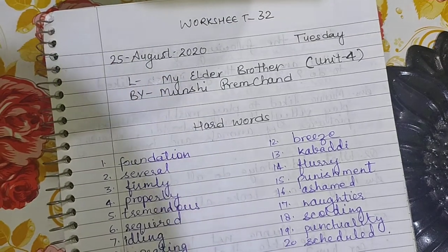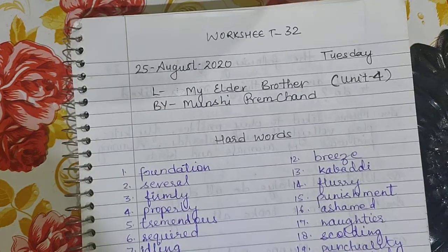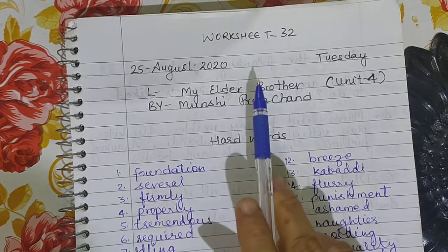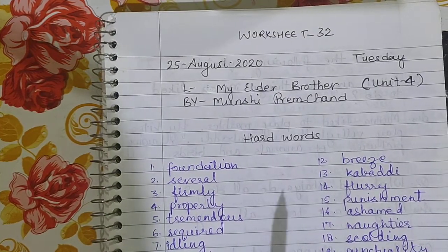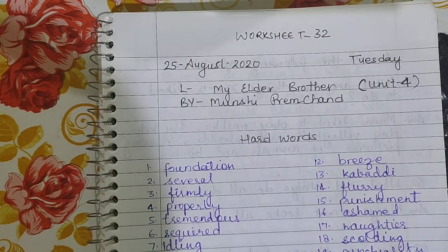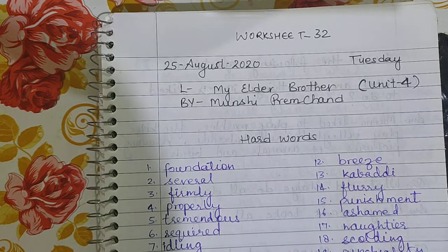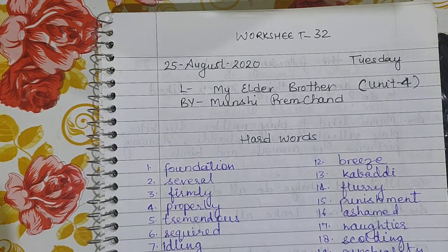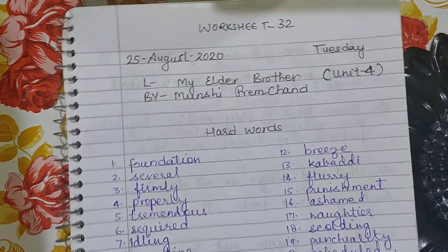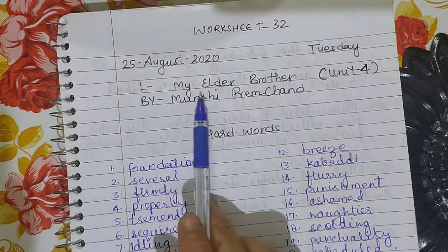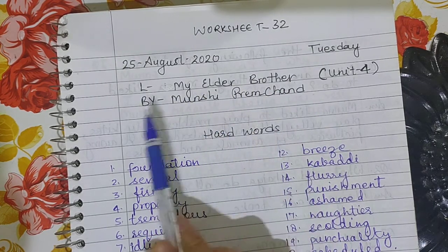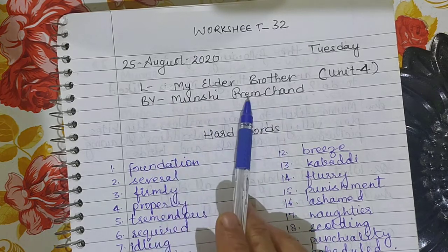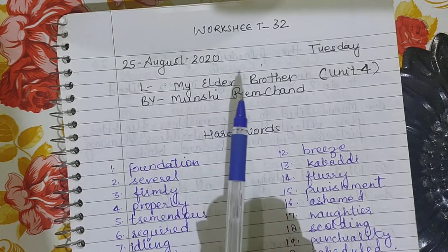Now first of all, you will write date, day, and the worksheet number as I have written over here. Then you will start doing your worksheet. This is your activity worksheet. For Tuesday you get an activity worksheet, so you will not submit it. But you will do your work in very neat and clean handwriting as you always do. Then you will write the lesson name, My Elder Brother, from unit 4, by Munshi Premchand. By Munshi Premchand means he is the writer of this story, or you can say the short play.